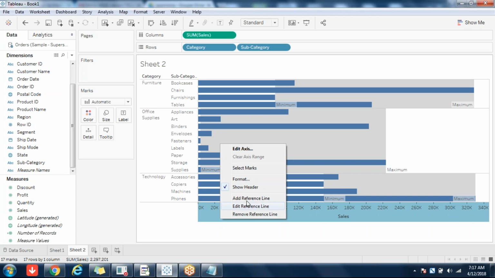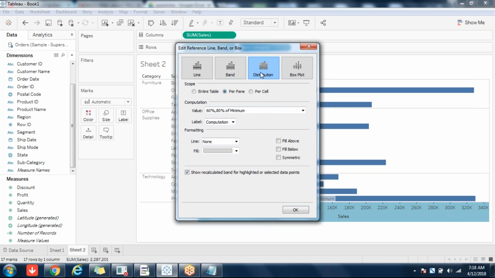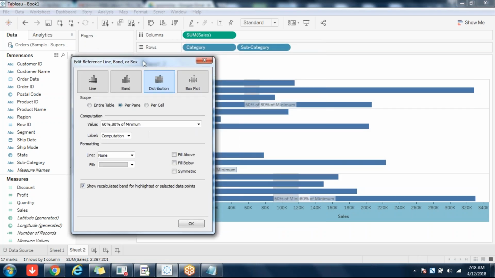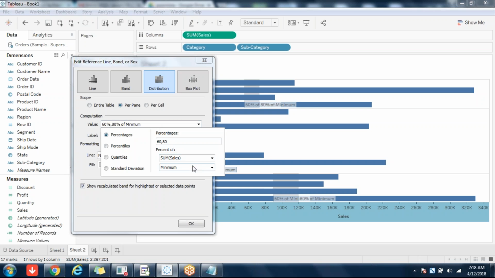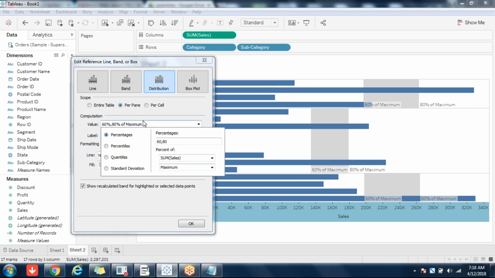And of course we have distribution also. You can say edit reference line, or either way it is fine. Distribution is percentages. So here it is: 60%, 80% of minimum or maximum. Did I tell you this in the previous class? No. So 60%, 80% of the maximum, with respect to this value, or with respect to average, or with respect to anything. Any constant is also fine. Whatever you want, you can do. Absolutely fine.